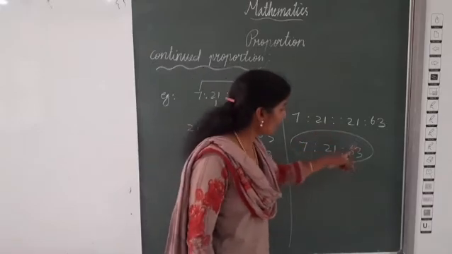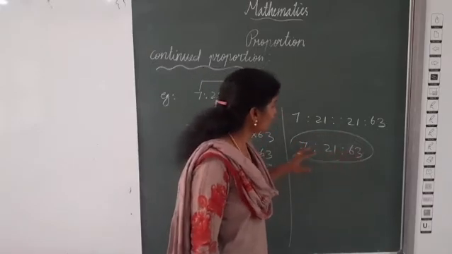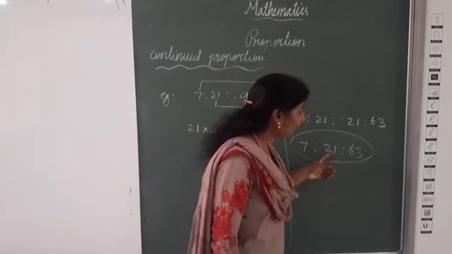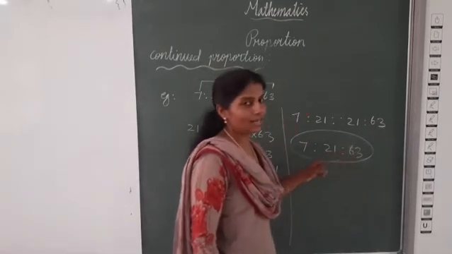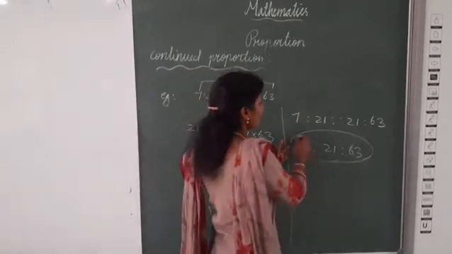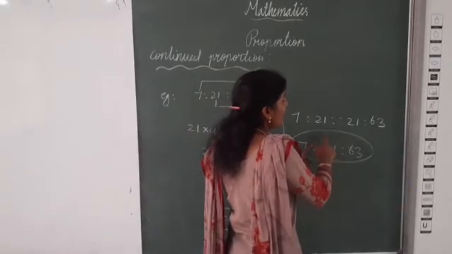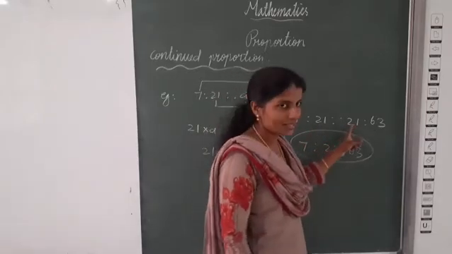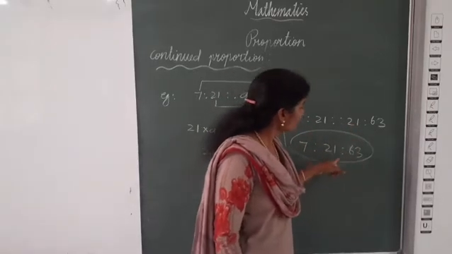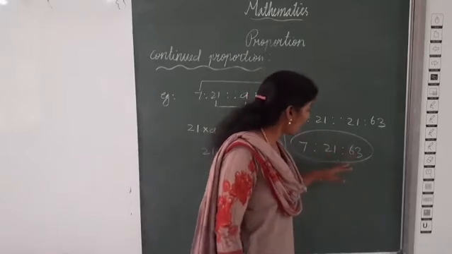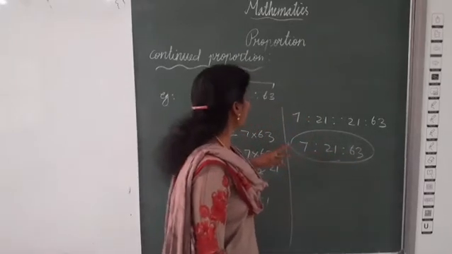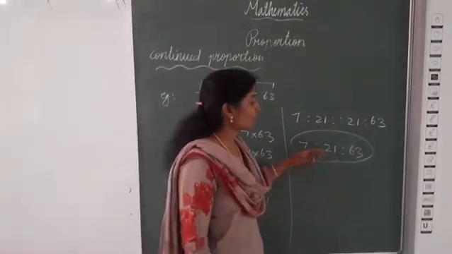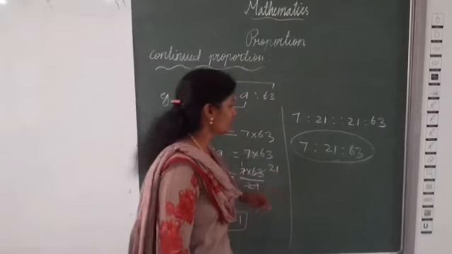So we can write these as 3 numbers, 3 terms. This is the first term, 7. This is the mean term, meaning the middle, 21. This is the third term, 63. Now we can write it in ratio form, and we say this is called continued proportion.